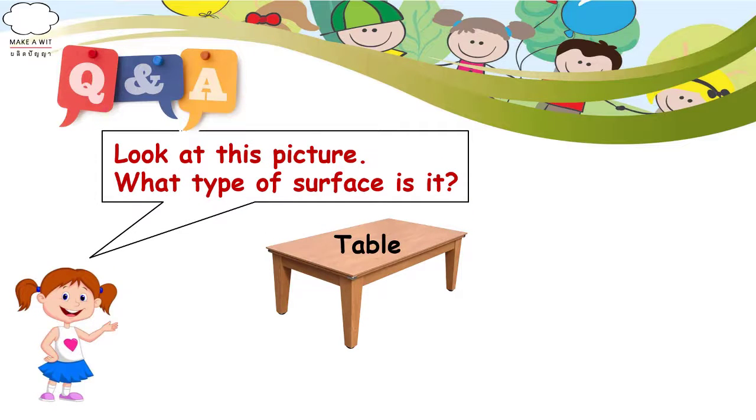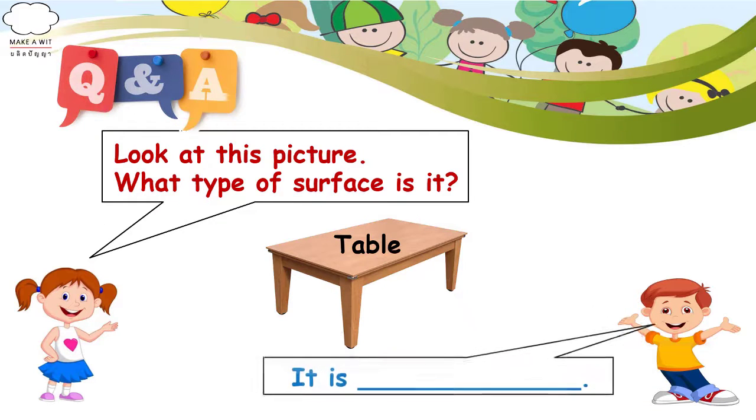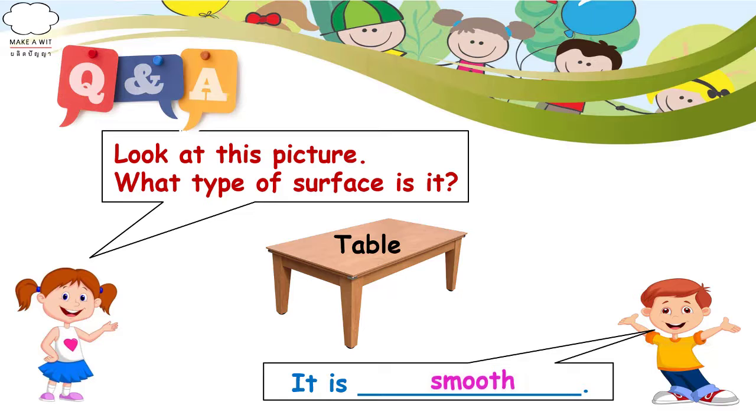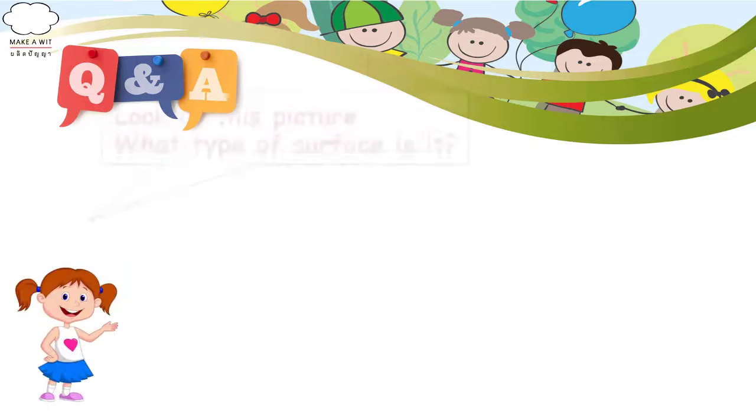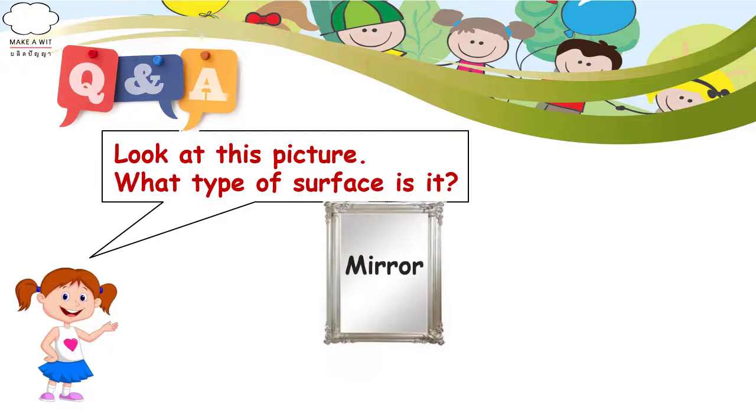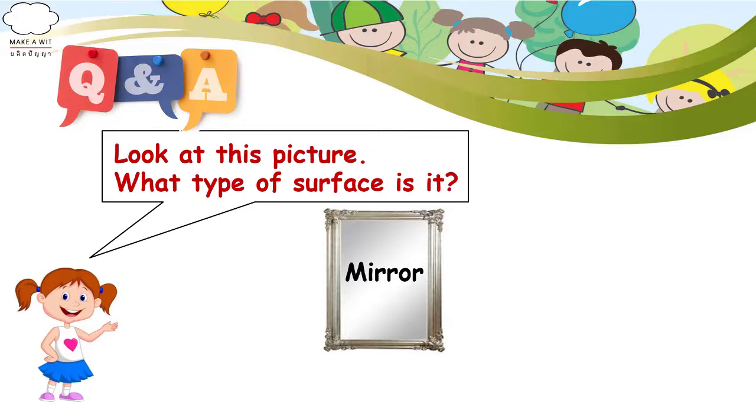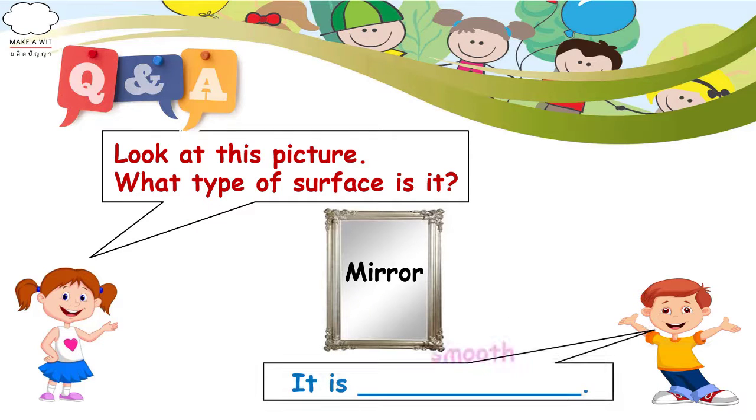The table. What type of surface is it? Good job. It is smooth. The mirror. What type of surface is it? It is smooth. Very good. Okay, next.